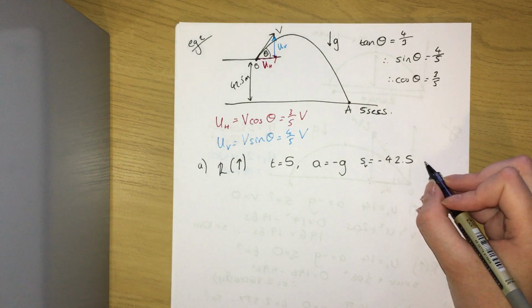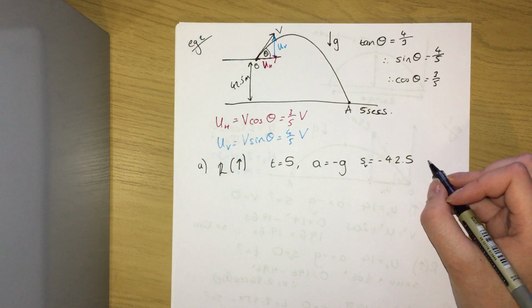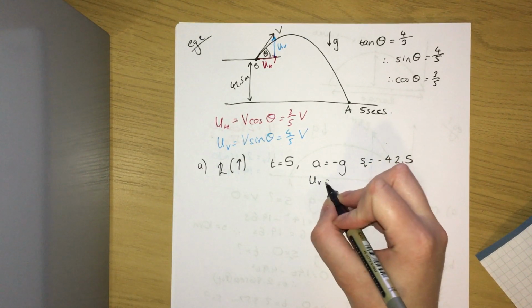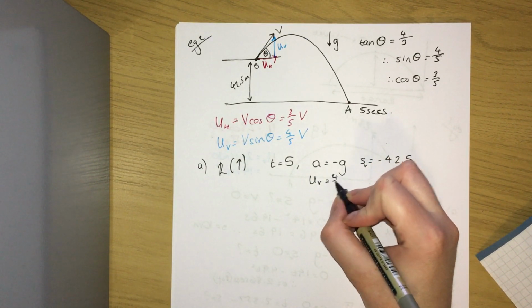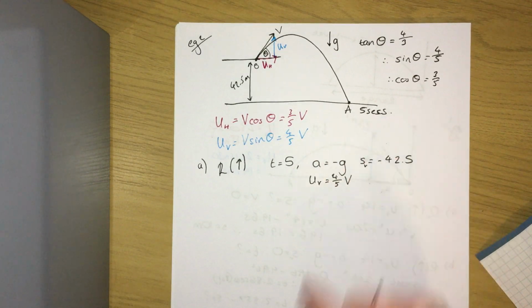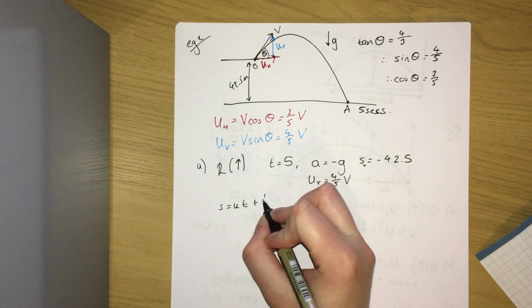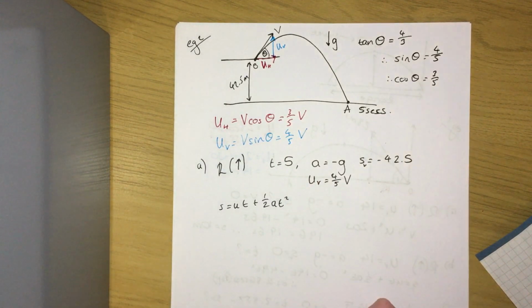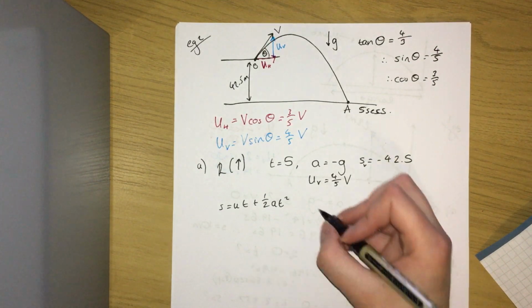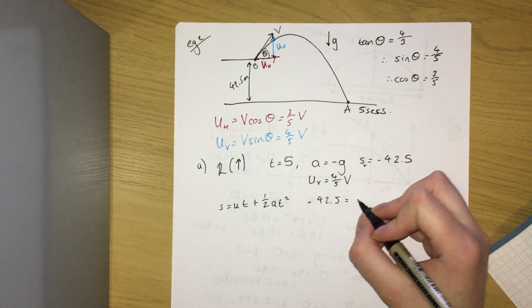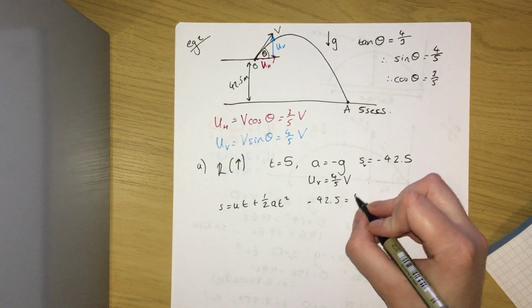And I also know the initial velocity. So it's unusual having a component that you already fully know all 4 bits of information for. So I know the initial velocity is 4/5 of v. So SUVAT, so s equals ut plus half at squared again. So negative 42.5 is equal to 4/5 of v times 5, so that's just 4v.